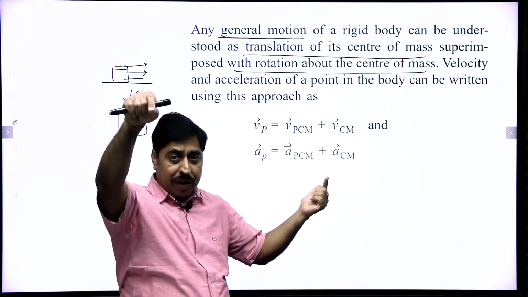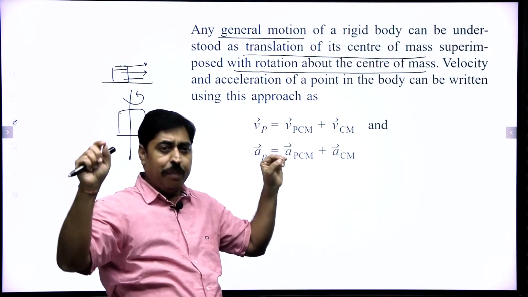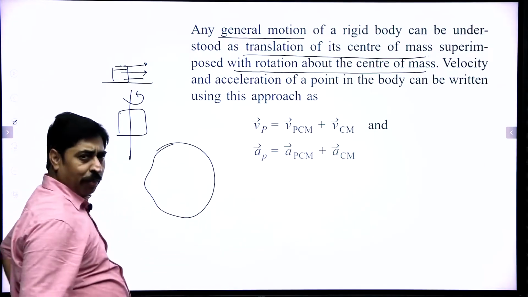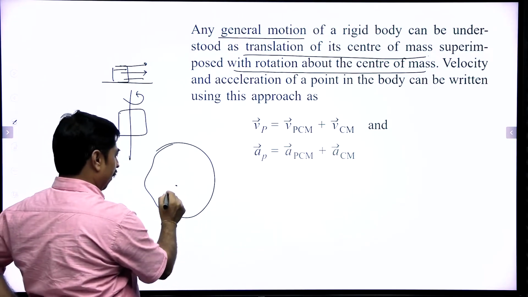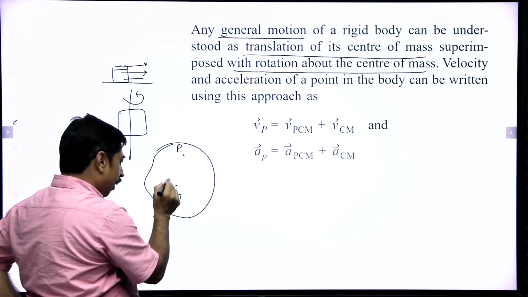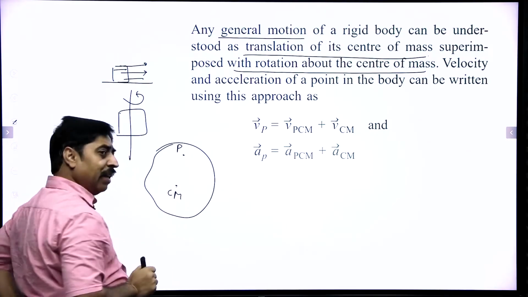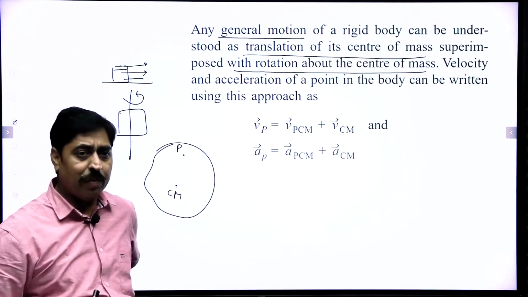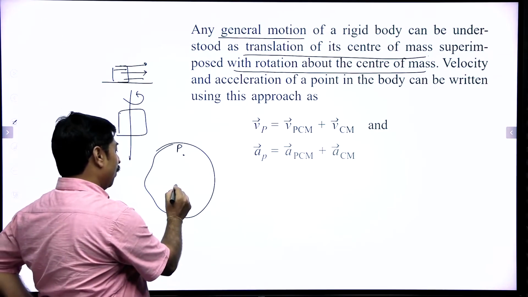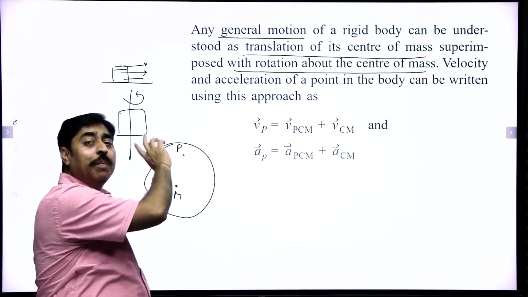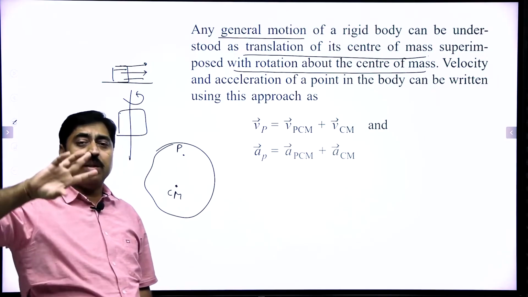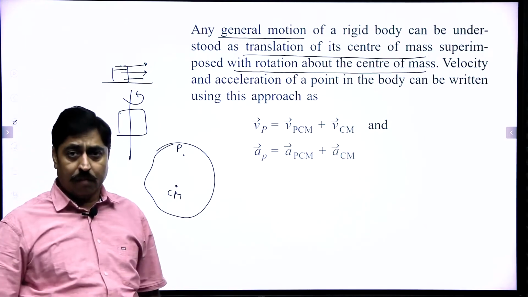So, with respect to the center of mass, suppose there is a point P in a rigid body which is moving in some complex fashion. This is the center of mass and this is some point P in this body. If there is an observer sitting at the center of mass, in the reference frame of the center of mass, the observer will see that point P is moving in a circle. In the reference frame of the center of mass, the body is rotating, right?